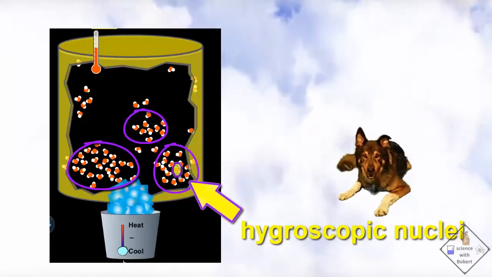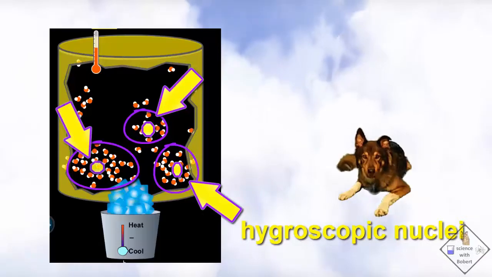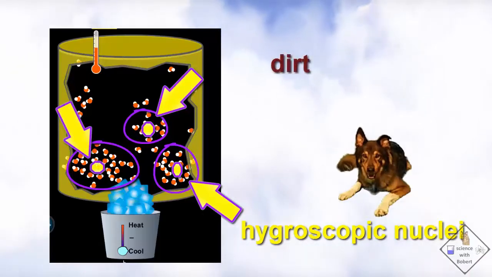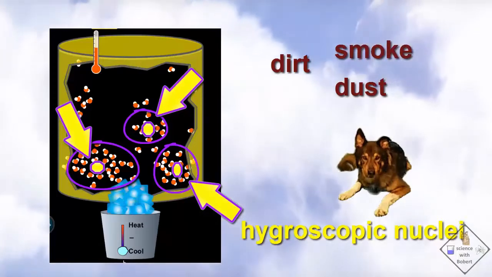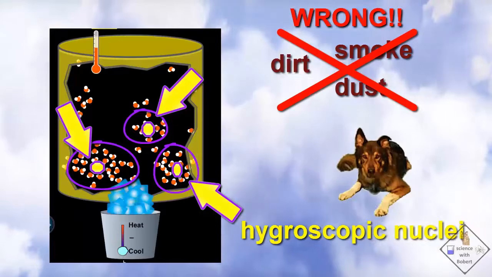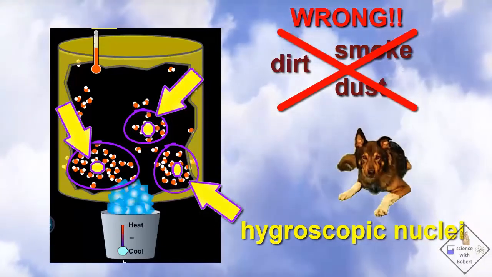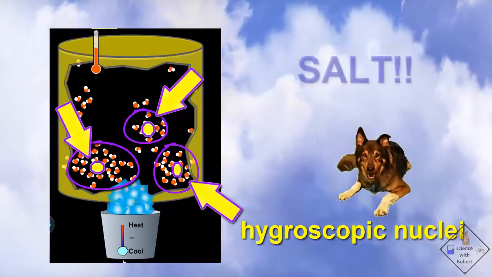Now, what is even more interesting is, what do you think hygroscopic nuclei in our clouds consist of? Dirt? Dust? Smoke? Those would be good guesses, but they are all wrong. Scientists have found that the hygroscopic nuclei in Earth's clouds are most often small particles of salt.